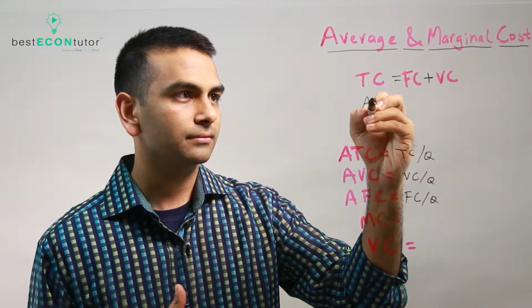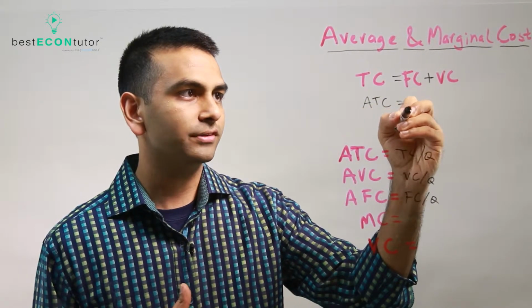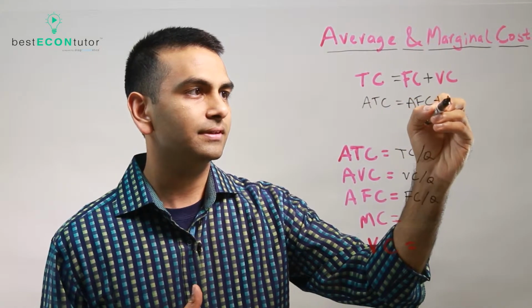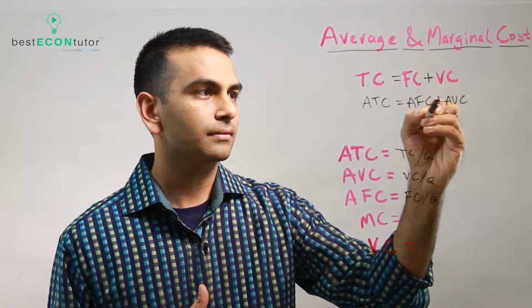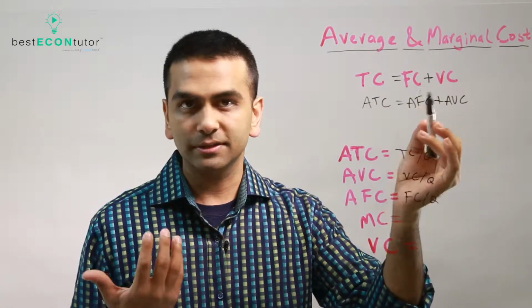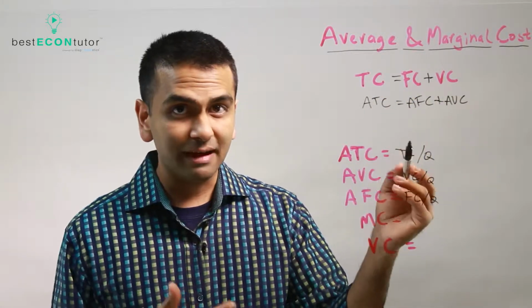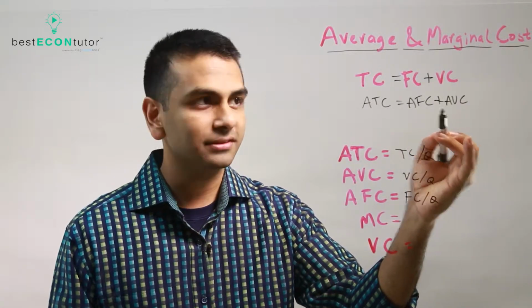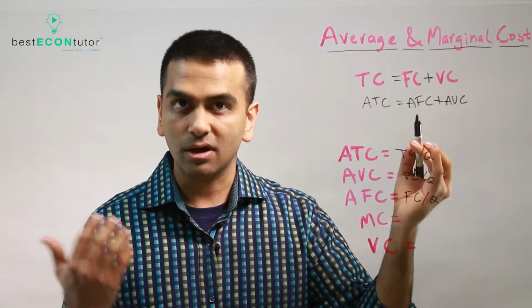Now, there's another equation we can come up with. ATC equals AFC plus AVC. So looking at that first equation where the fixed and variable add up to the total, well, the same is true for their averages. The average fixed cost and the average variable cost add up to the average total cost.